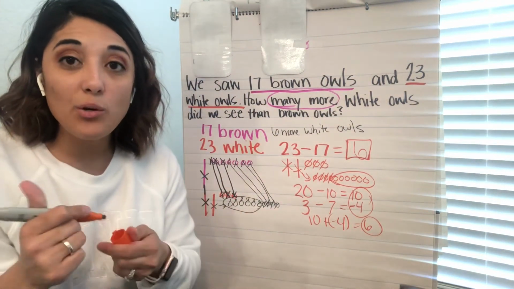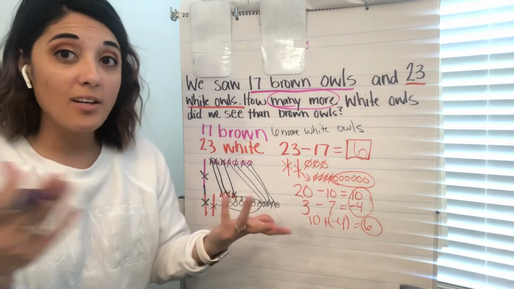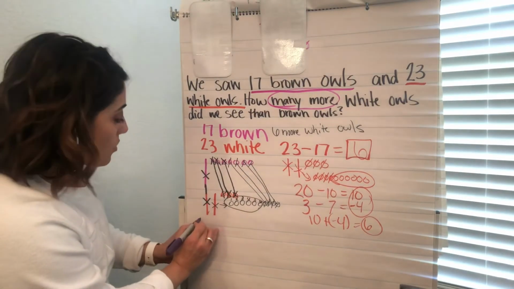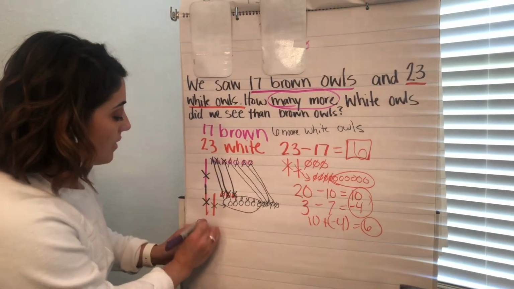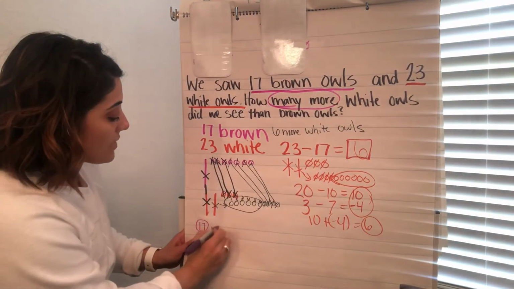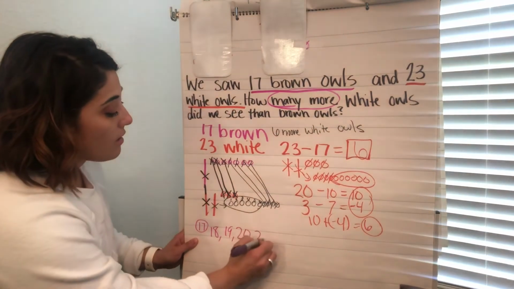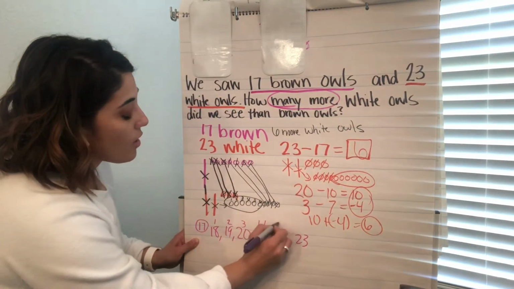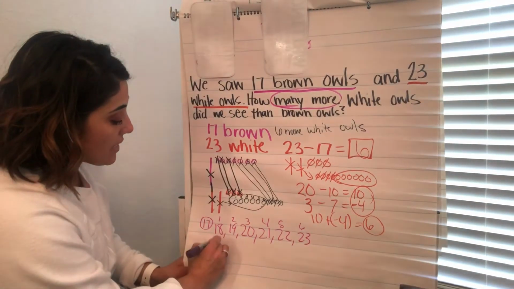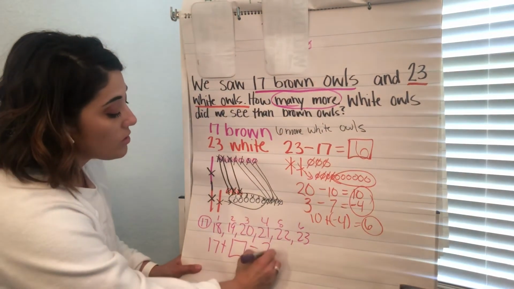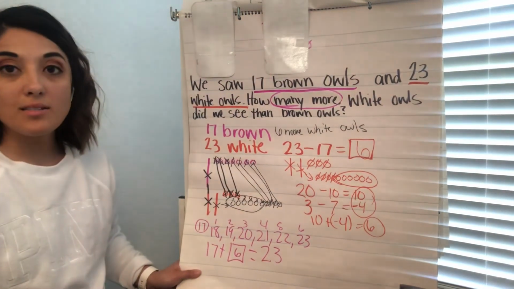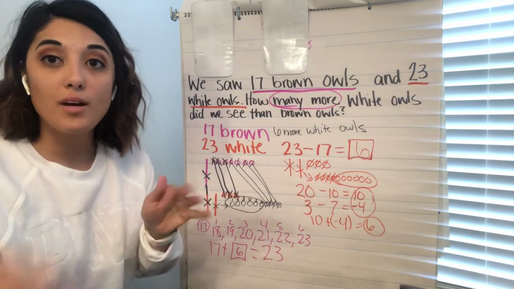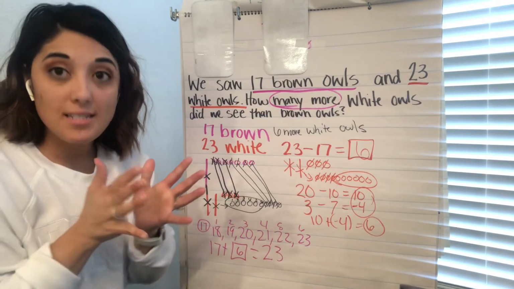One last way is that you could flip it and actually add on. So you could start at 17 and count on. And so 18, 19, 20, 21, 22, 23. That would be 1, 2, 3, 4, 5, 6. So what that looks like is 17 plus what equals 23? And the answer would be 6. So those are all different great strategies that you could do for the comparison problem on your AMI Day 7 problems.